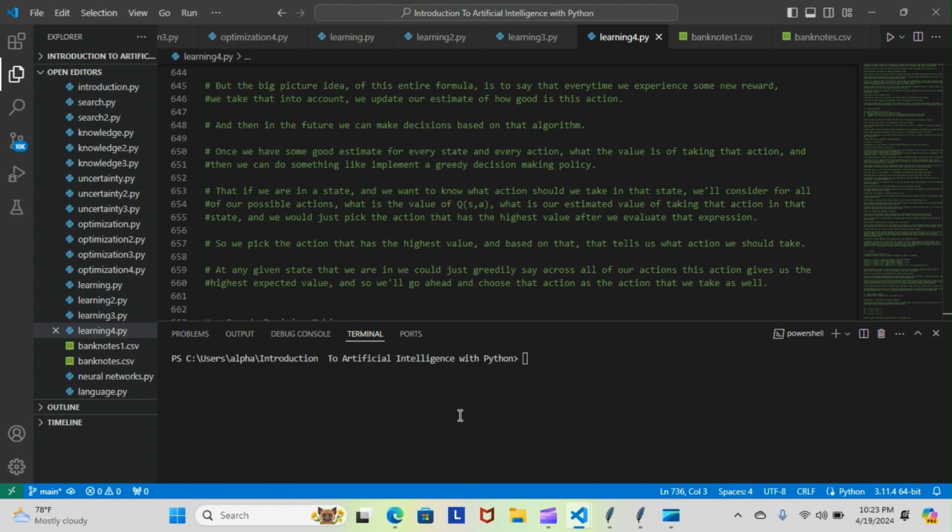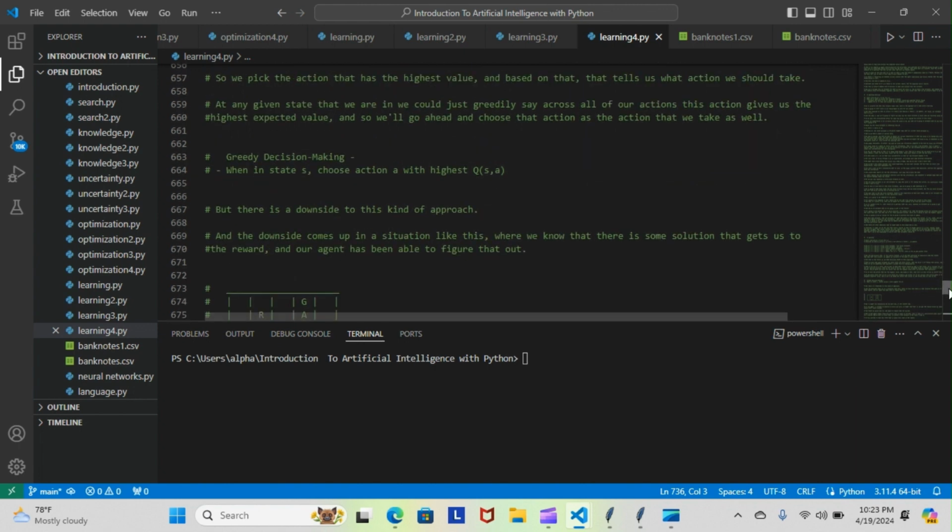So we pick the action that has the highest value, and based on that, that tells us what action we should take. At any given state that we are in, we could just greedily say across all of our actions, this action will give us the highest expected value, and so we'll go ahead and choose that action as the action we take as well. And this is the greedy decision making: when in state s, choose action a with the highest Q(s, a).